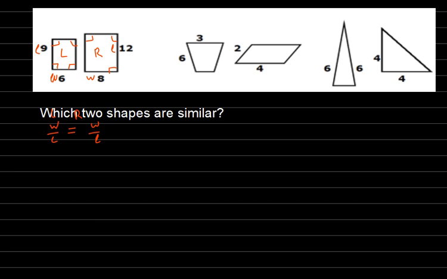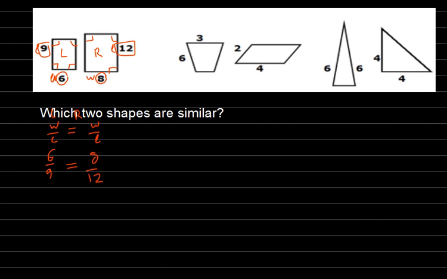So let's do, oh sorry, length divided by width. So we'll do 6 divided by 9. That should equal 8 divided by 12. Okay. If you don't want to do length and width, you can do, again, circle and squares or rectangles.